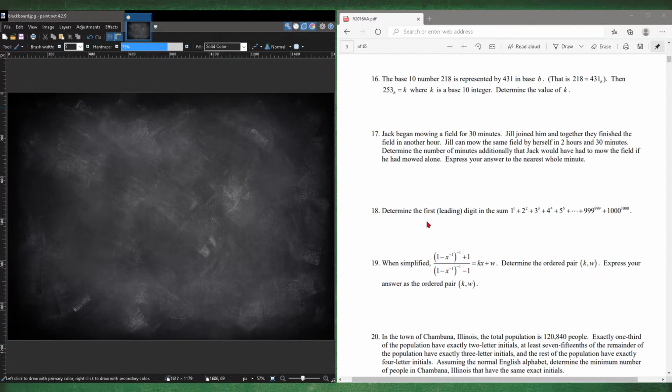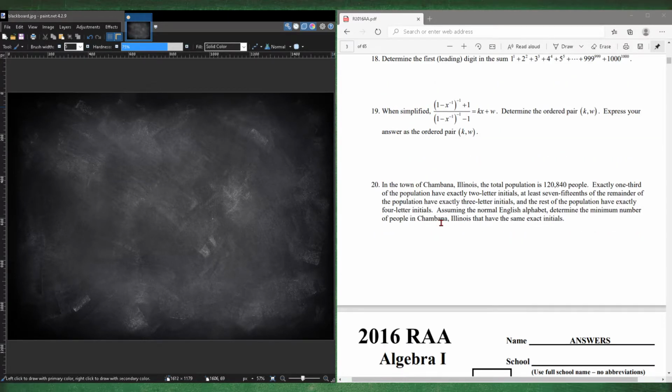Okay, now let's do number 20. In the town of Chambana, Illinois, the initial population is 120,840 people. Probably pronounced that name wrong. Exactly one-third of the population has exactly two-letter initials, at least 7/15 of the remainder of the population has exactly three-letter initials, and the rest of the population has exactly four-letter initials. Assuming the normal English alphabet, determine the minimum number of people in Chambana, Illinois that have the same initials.